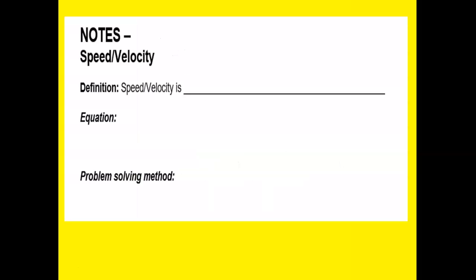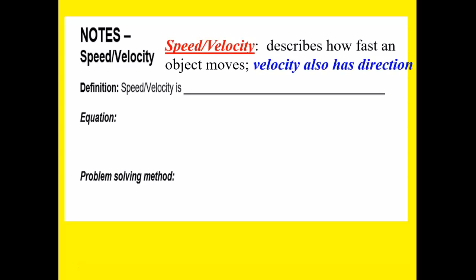So we know the concept of speed and velocity. Remember, speed and velocity are the same. The only difference is, again, speed is describing how fast an object moves, basically the amount of change in position of an object over a period of time, whereas velocity is the same thing, but it also has direction. Speed is a scalar, meaning something that has magnitude or size, and velocity is a vector because it has both magnitude and direction.